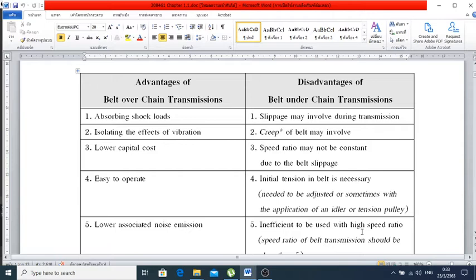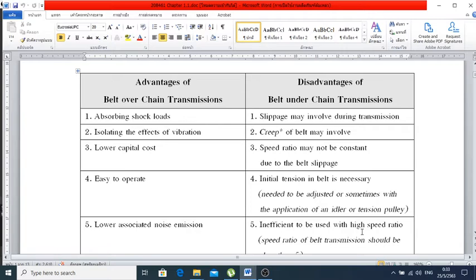Number two, creep of the belt may occur. Creep is a kind of permanent elongation. If used for a long time, the belt experiences elongation, so the belt should be adjusted most of the time to adjust the belt tension and avoid slippage. Number three, the speed ratio cannot be constant during belt slippage. Because of slippage, the speed ratio won't be constant anymore. It's going to vary with the slippage.